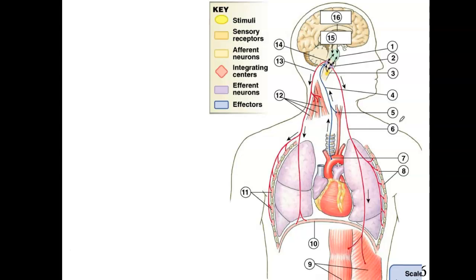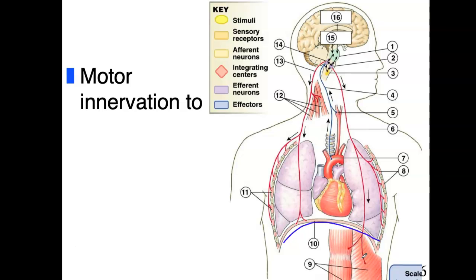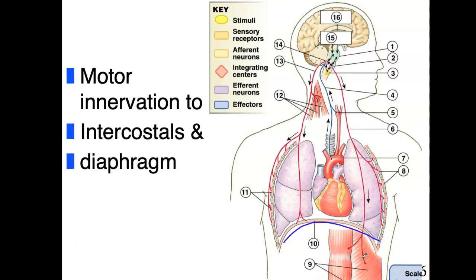This is a nice diagram that shows here we have the brain stem, and from the brain stem we've got neurons here innervating those intercostal muscles. They are innervating the diaphragm and also other muscles that are helping in respiration here. Visibly, it's nice to see how those are branching out. Motor innervation to intercostals and diaphragm.